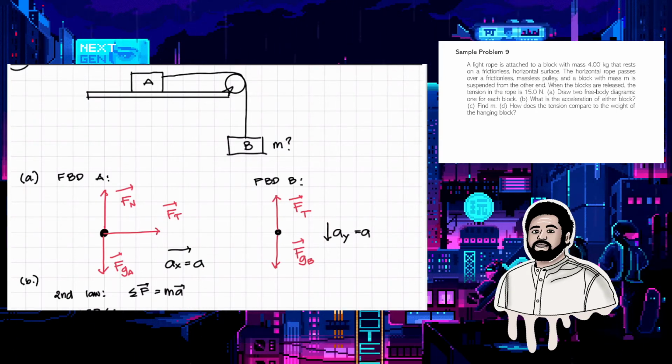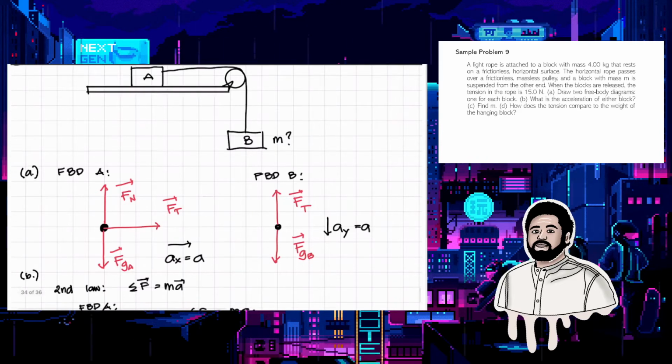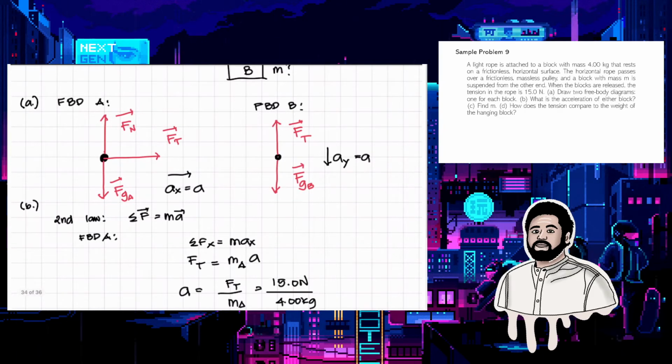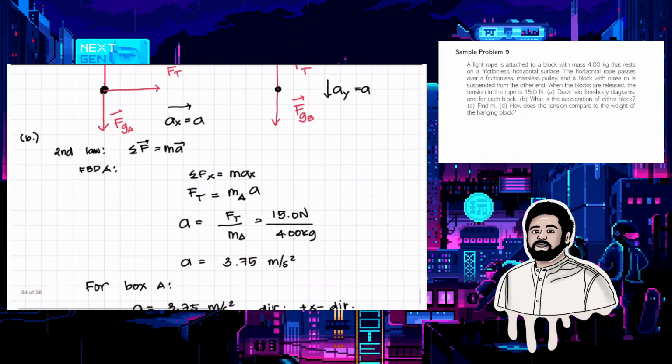For letter B, solving for the acceleration of the block. So, I will start with summation of forces equal to MA. I will start with FBD A. So, summation of forces X is equal to MAX. So, that is just Ft is equal to MA times acceleration. So, acceleration is just equal to Ft over MA. So, that is 15 newtons over 4 kilograms. So, you now have the acceleration. That is 3.75 meters per second squared. That is for the magnitude of the acceleration only.